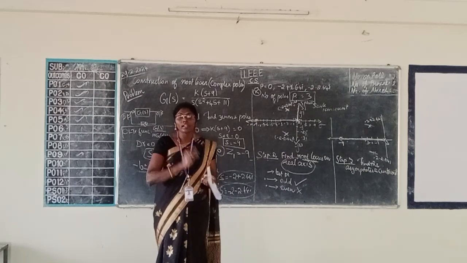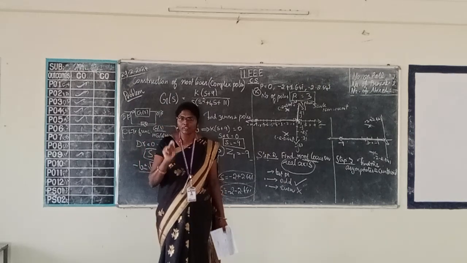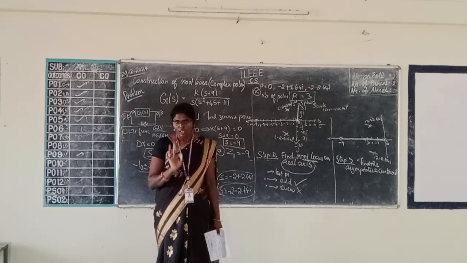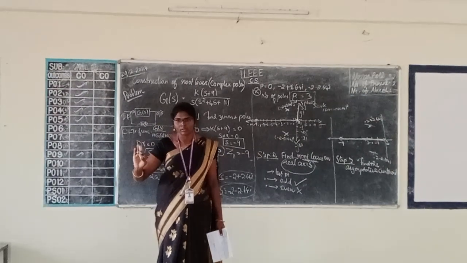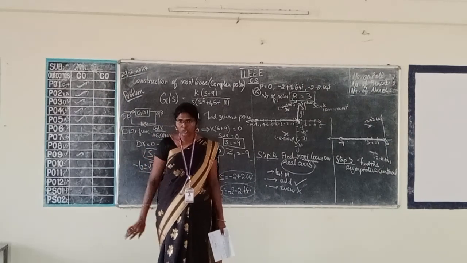So an asymptote is a straight line, and when I find the centroid, I will have a point, so I can draw a line. But at what angle should I draw it? For that, you have to find out the angle of asymptotes.